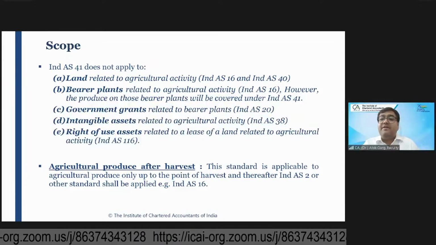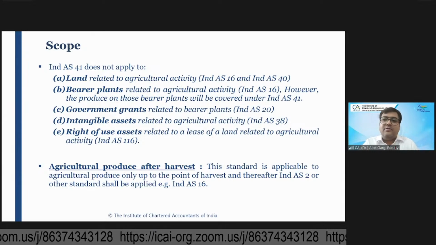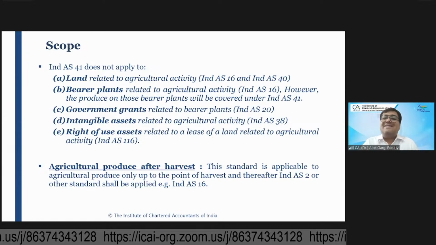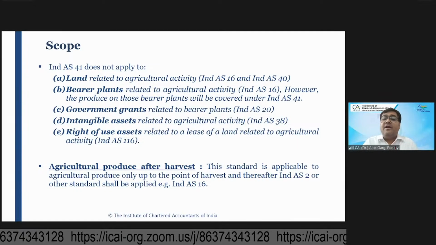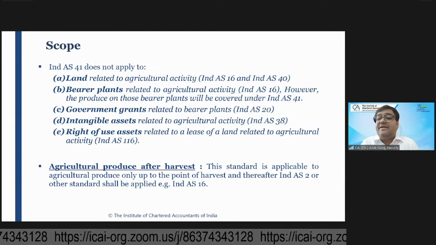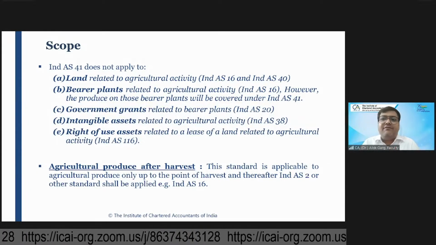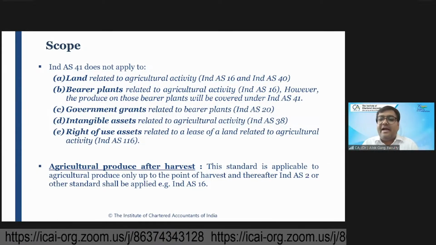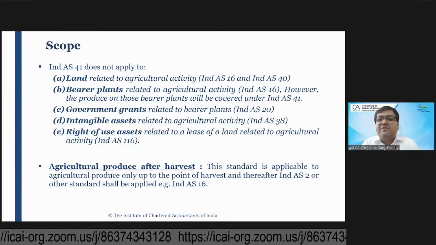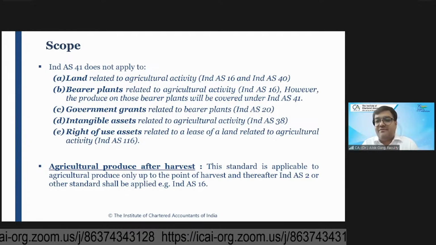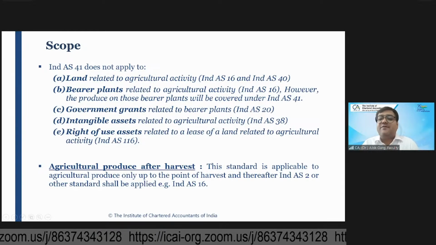Intangible asset, for example, there are rich farmers. They are using a lot of technical know-how and licenses. So these are also subject to Ind AS 38, the intangible asset standard. Right of use asset related to a lease of land for agricultural activity: there are some farmers who are doing agriculture and have taken the land on a lease basis. So as per Ind AS 116, they capitalize a right of use asset for that. That right of use asset will be covered under Ind AS 116, not under Ind AS 41. Correct?